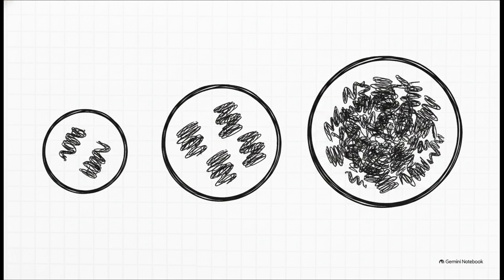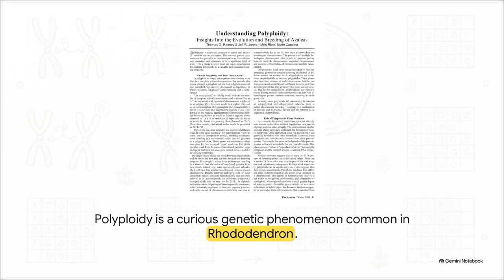We can have triploids with 3 sets, tetraploids with 4, hexaploids with 6, and get this, even octoploids with 8 complete sets of chromosomes. Now, while polyploidy is incredibly rare in animals, though, fun fact, a polyploid rat was famously discovered down in Argentina, it's actually naturally occurring and just incredibly widespread across the plant kingdom. In a really fascinating study on Azalea breeding, we see just how common this is in the rhododendron genus.